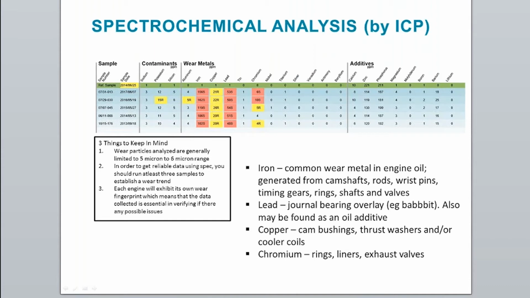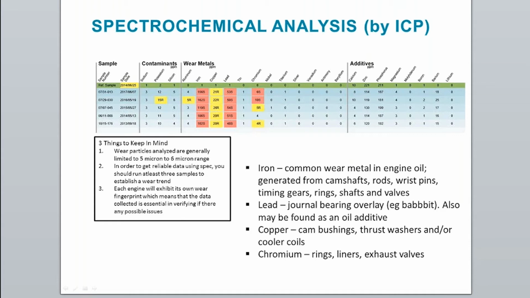Spectrochemical analysis through ICP measures the level of wear metals and the concentration of the additive elements. These are reported in parts per million and provide an indication of the rates of wear of engine components and the depletion of additives. Wear particles analyzed are generally limited to the 5 to 6 micron range, which would indicate the results of wear, but not the cause of it.